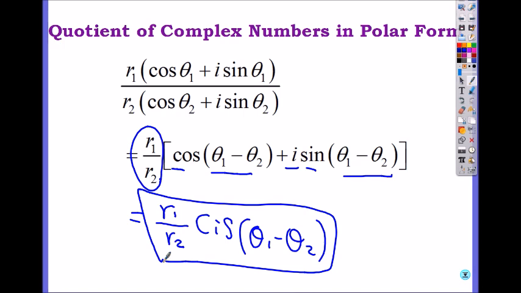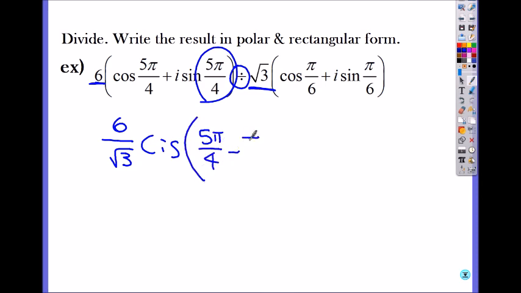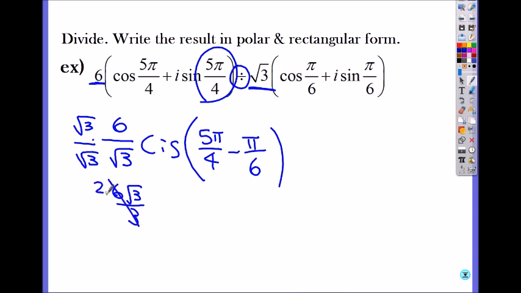So let's try an example question. So it is division. So what do you do with the radii? 6 divided by root 3. 6 divided by root 3, guys. And cis, you have 5 pi over 4 minus pi over 6. Now you're simplifying it. What's 6 over root 3? Rationalize it. You multiply by root 3 and root 3. So I get 6 root 3 over, what's root 3 times root 3? 3, so you get 2 root 3.